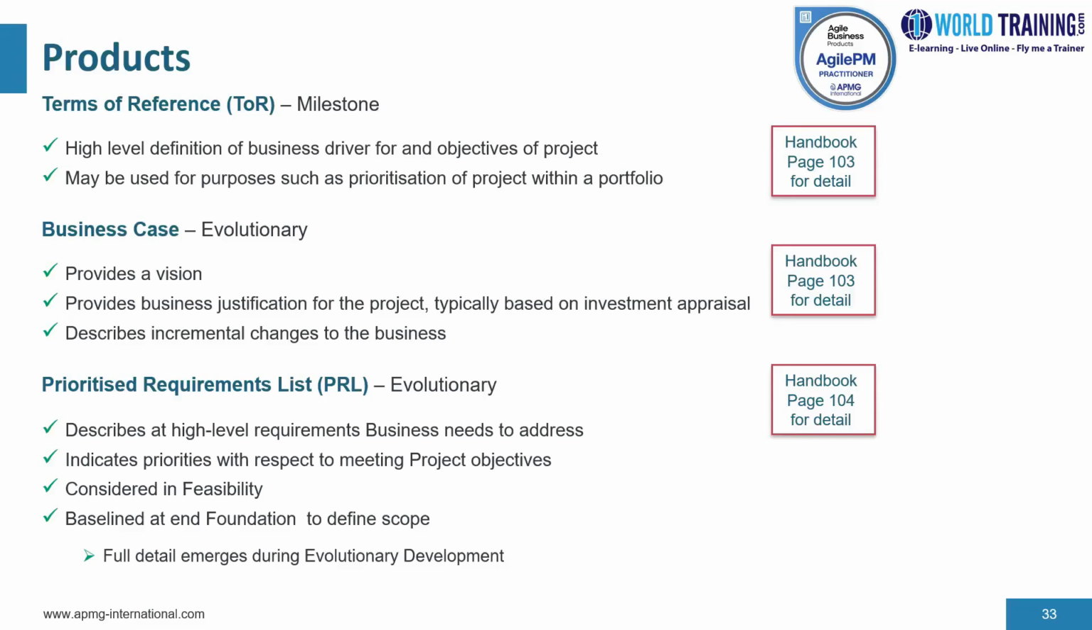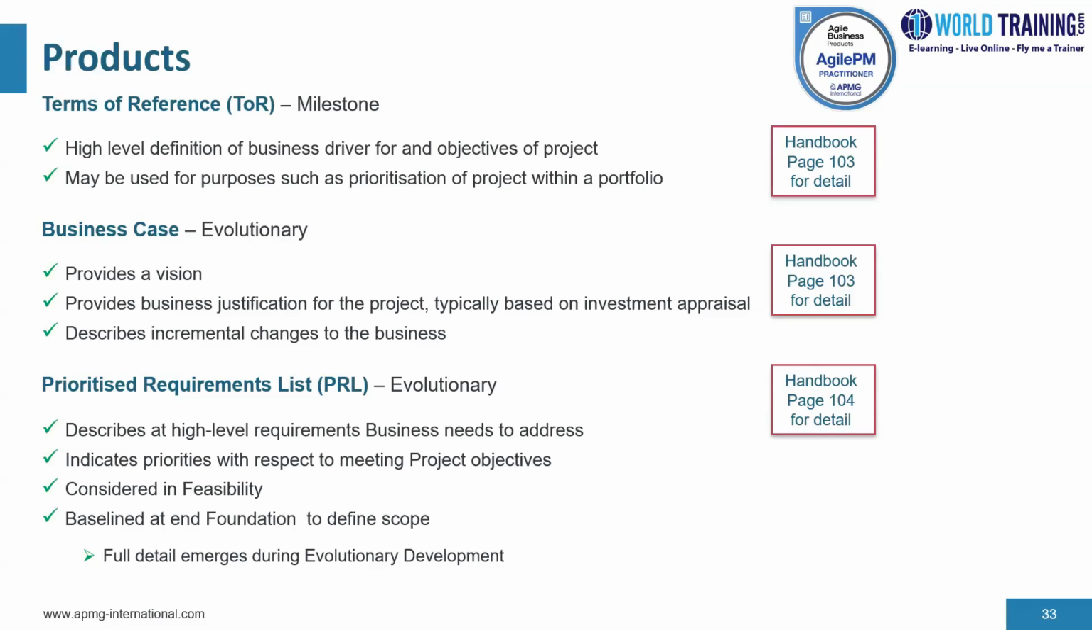It is produced for the governance authorities and for the entire project team. Moving on to the next product on the list, you have the prioritized requirements list. Now, this is an evolutionary product. It describes at a very high level the requirements that the project needs to address and indicates their priority with respect to meeting the objectives of the project and the needs of the business.